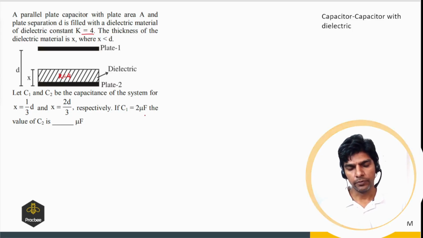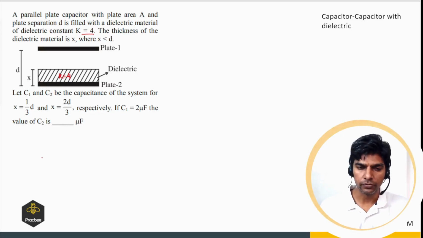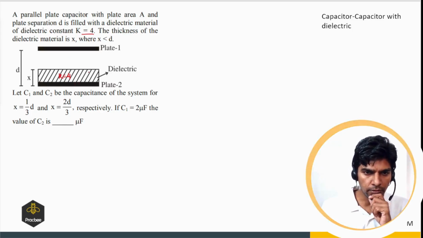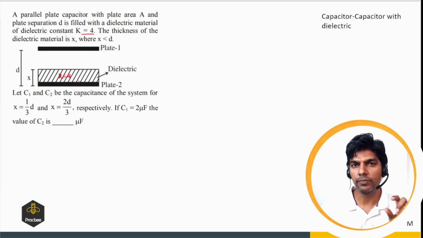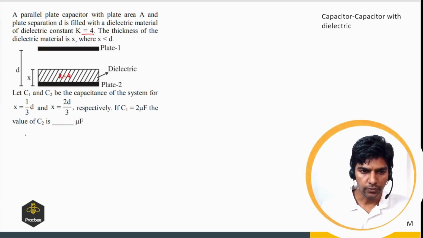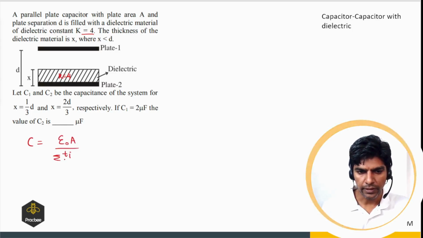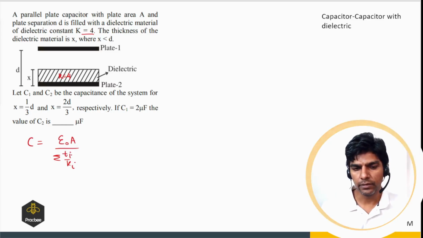And C1 is 2 microfarad. Then what is the value of C2? Right. So when we have dielectric slabs, and their thickness is not completely filling the space, then we can use this formula. So capacitance will be given as epsilon naught times A divided by summation of Ti upon Ki, where Ti is the thickness of the ith dielectric slab, and Ki is the dielectric constant of the ith slab. Now in this case we can say there are two slabs, one is made of vacuum, other is made of this dielectric material.